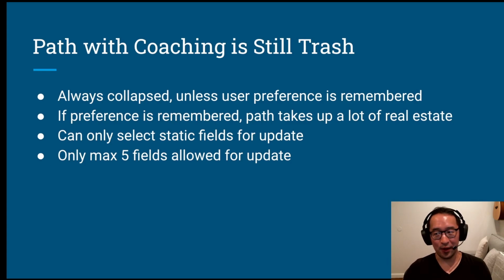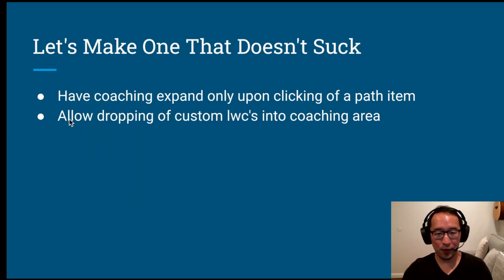And that path takes up a lot of real estate. If you don't really need to move stages, then all that real estate is sort of wasted, right? So the best thing to do here is to only open up that coaching section when you're interacting with the path. So hint, hint, that's what we're going to do. Just to finish this off, the last couple of bullet points. The other bad thing about the coaching is you can only select static fields for update, and you can only have 5. Salesforce doesn't give you any ability to customize that coaching section beyond what they give you, which is very, very annoying. Okay, so let's make one that doesn't suck.